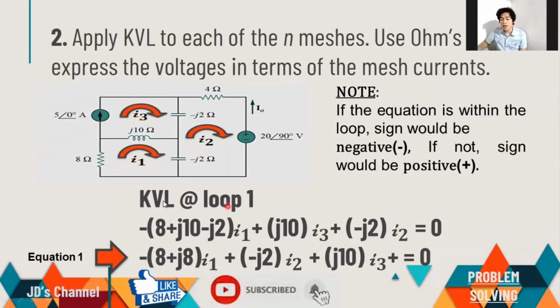Loop, KVL at loop 1. So this is our loop 1 or mesh 1. So, negative 8, that is our 8, and then plus 10. Then this, minus j2. I combined them and put them in parentheses. Then it is minus, since it is within the loop.